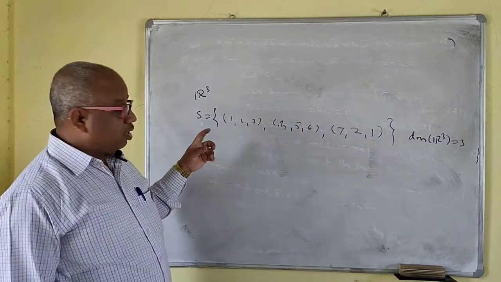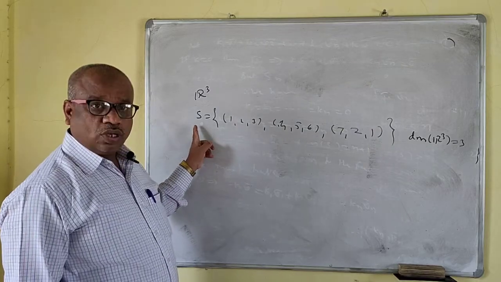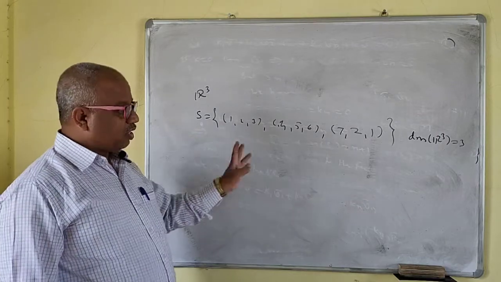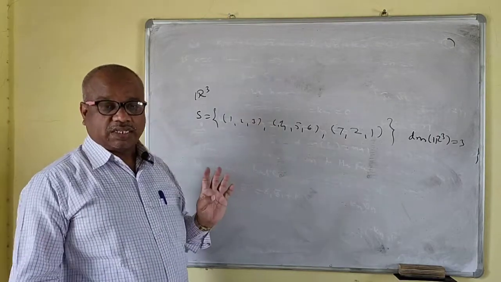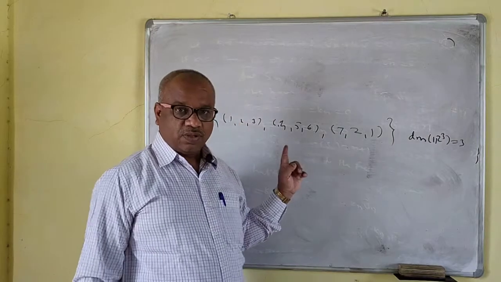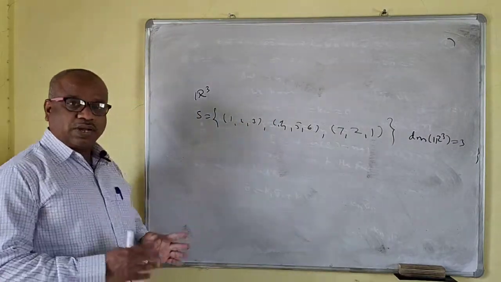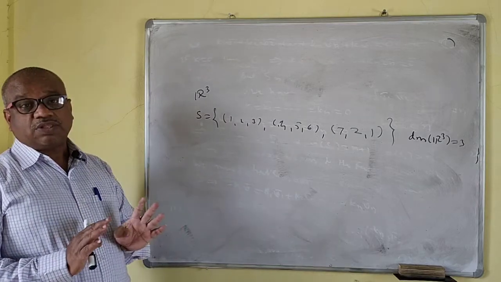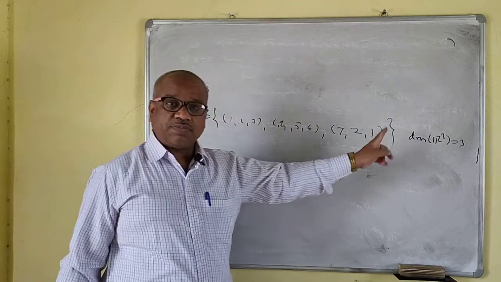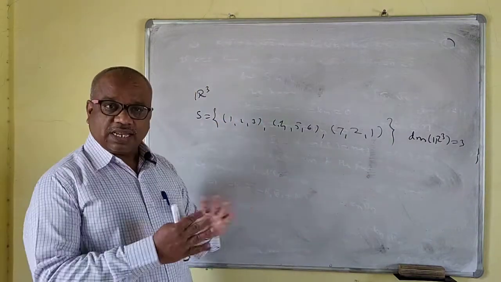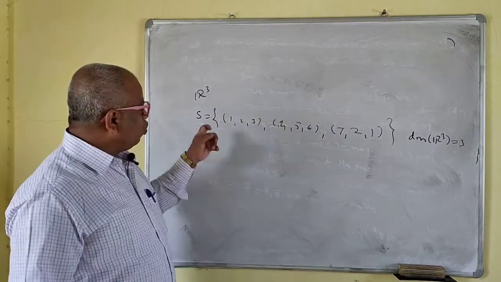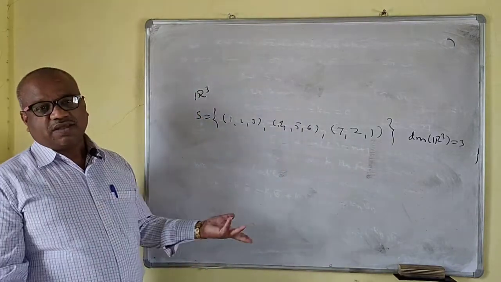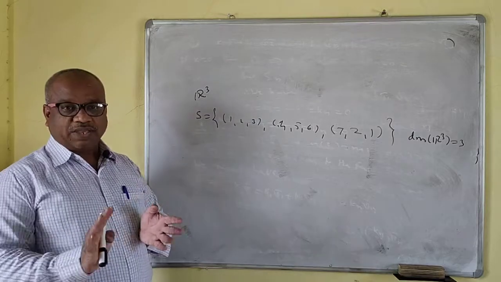So if the question is to show or determine whether S is a basis for R3, we will take the benefit of this theorem. If you want to prove this is a basis, you would have to show that it is linearly independent and that it spans V. But this theorem tells you that if you know the dimension of the vector space and the set is linearly independent, then it is a basis. So this set contains three vectors. If it is linearly independent, then this is a basis. No need to prove that S spans V.